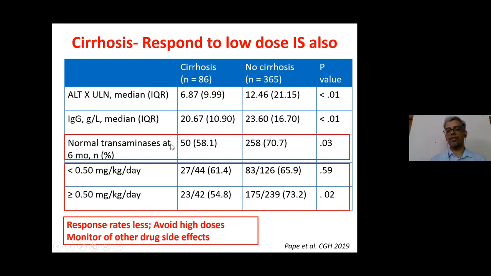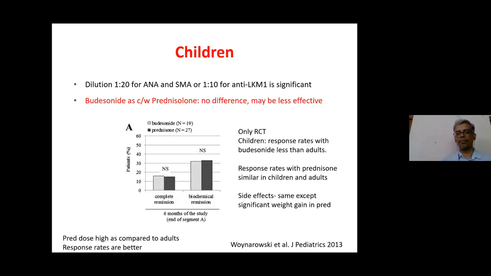Almost 60% of cirrhotic patients will also have a remission at 6 months as compared to 70% who do not have cirrhosis. And low dose, that is less than 0.5 milligram per kg per day of prednisolone, may do equally well as compared to a higher dose. The important fact is that you need to reduce the doses and keep the doses of prednisolone as little as possible if you can get away, because these patients may have some side effects and you need to monitor cirrhotic patients for side effects of other drugs also.